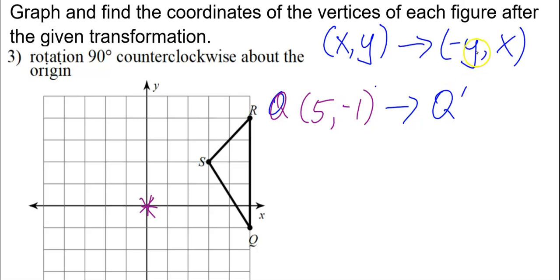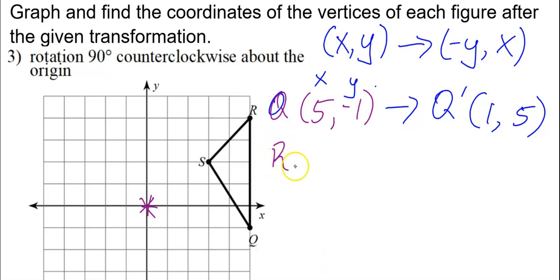The rule says write Y first, because we've got X, Y. Write my Y value first, change its sign. Write the X value second. Do not change its sign because it stays X.